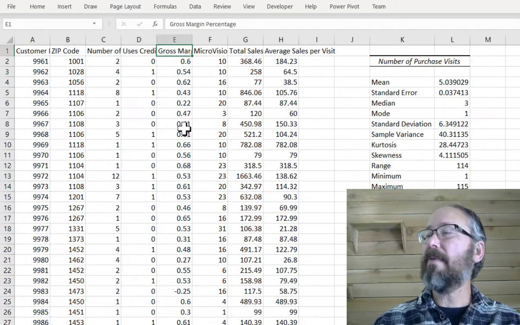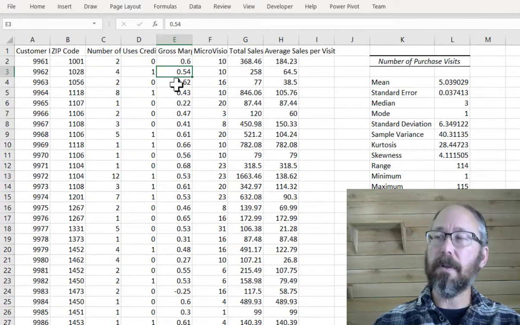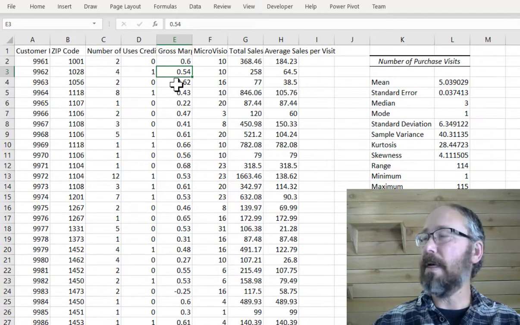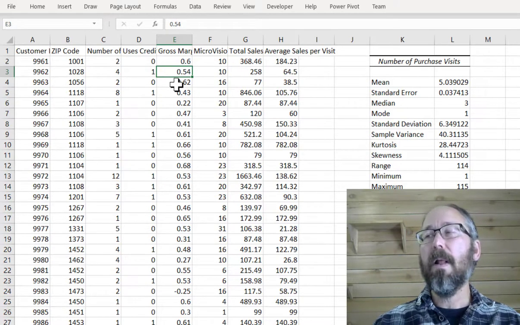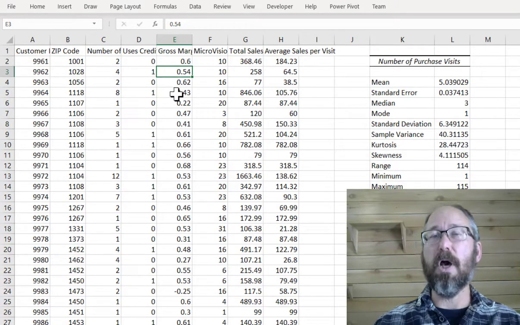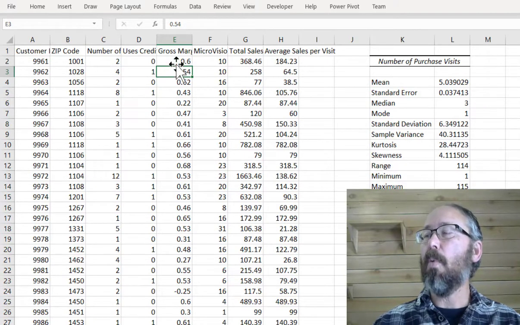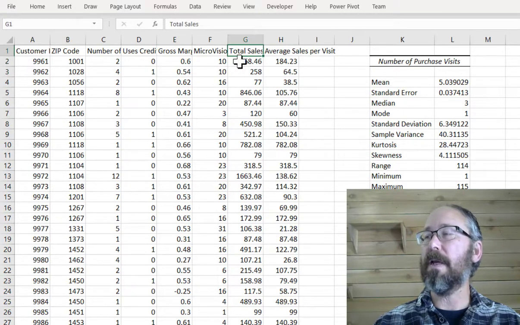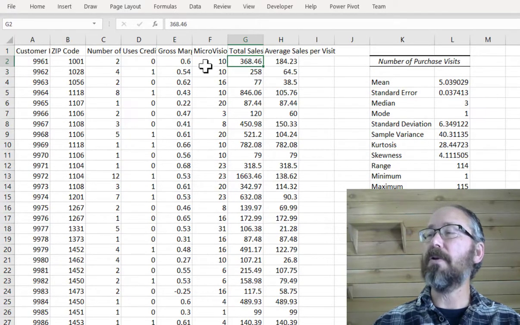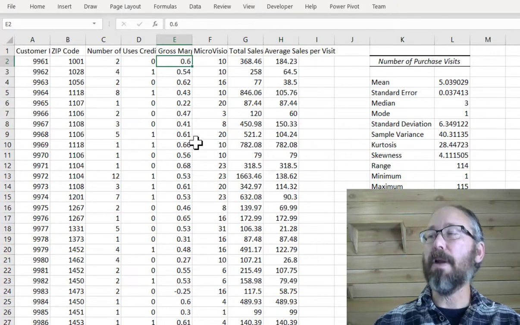And then the next one we have is gross margin percentage. So 0.6, 0.54, we're making a certain margin on what we sell. So if we sell $1, we're making a margin of 0.54. This is obviously good to know. We're talking about a business. We don't want to just know what we're selling. So we have a total sales over here of $368 for 2 visits, and then an average sale per visit of $184.23. And we know that it was 0.6.